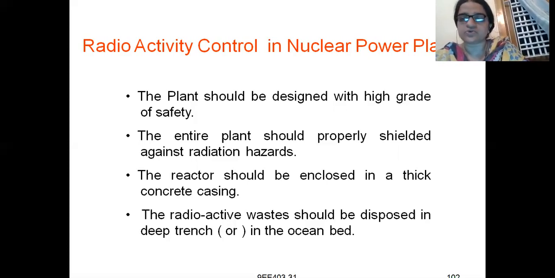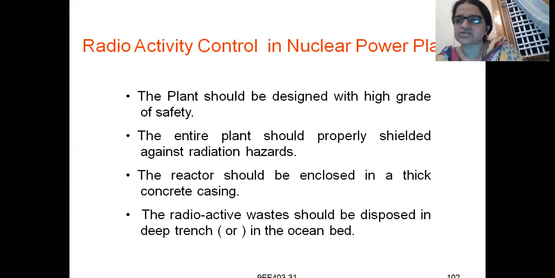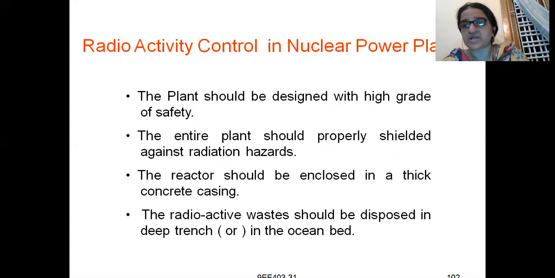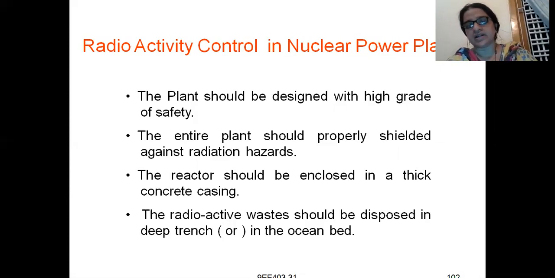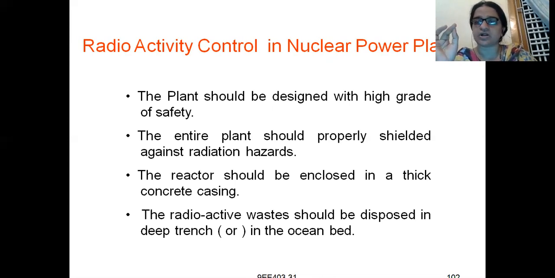But here, with a nuclear power plant, safety is a very complex thing, and safety is not easy. We need to provide an excellent safety system for a nuclear power plant. The plant should be designed with a high grade of safety. The entire plant should be properly shielded against radiation hazards. Whatever radiations get released from the plant should be shielded, by placement of lead, aluminum sheets, or concrete sheets.